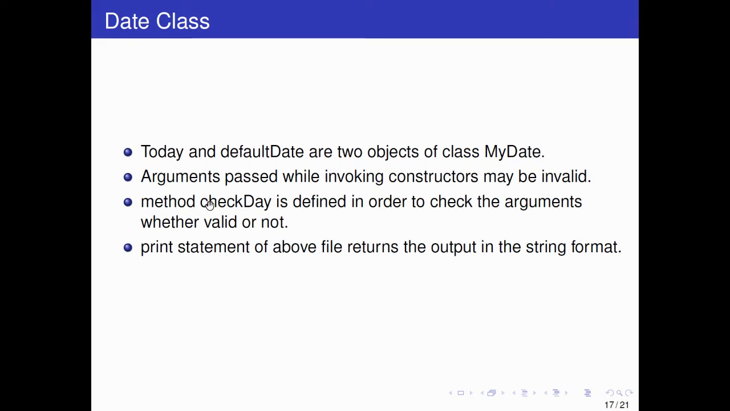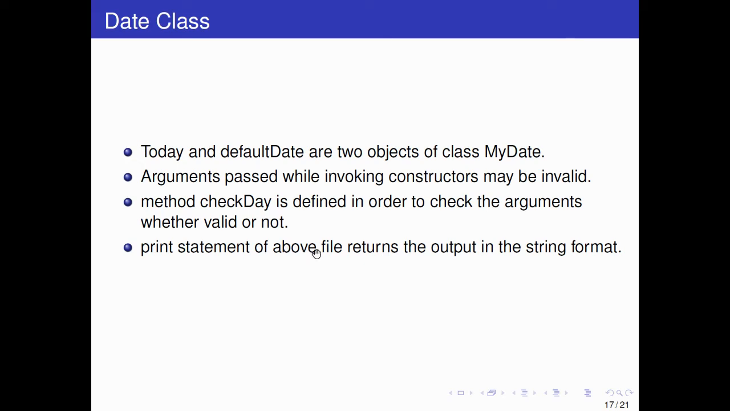It says a method is a function. You know one thing in a class: attribute is used for variable, and method is used for function. In an MCQ they may ask what is the meaning of attribute and what is the meaning of method in a class. So the method check day is defined in order to check whether the day is valid or not.